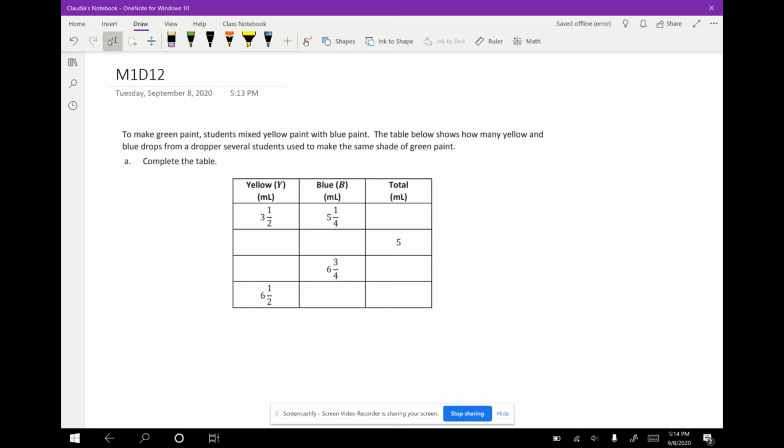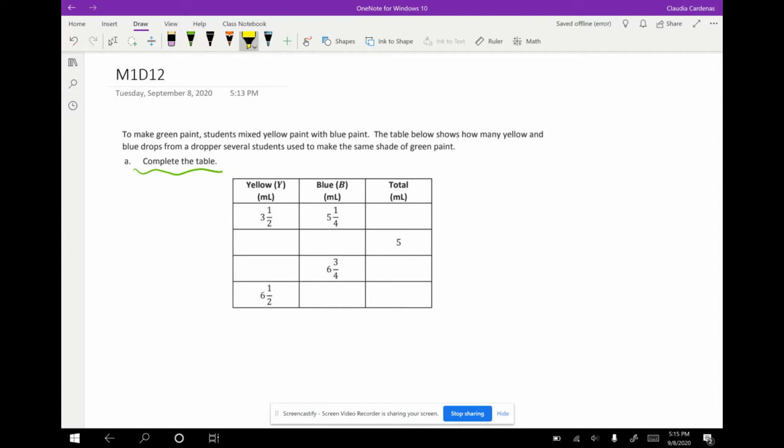Okay, so let's reread it one more time and focus on what the problem is telling us. To make green paint, students mix yellow paint with blue paint. The table below shows how many yellow and blue drops from a dropper several students use to make the same shade of green paint. So they are telling us to complete the table. Since they gave us a table, we're going to use that for our draw portion, and they therefore want us to complete what is missing.